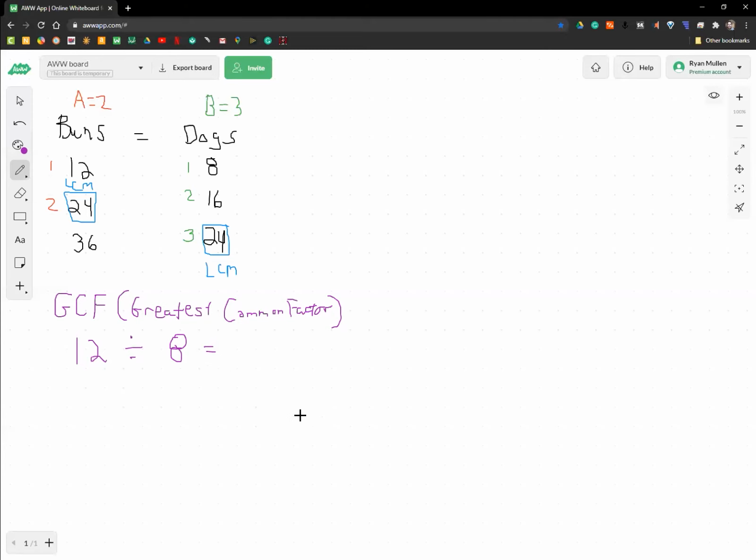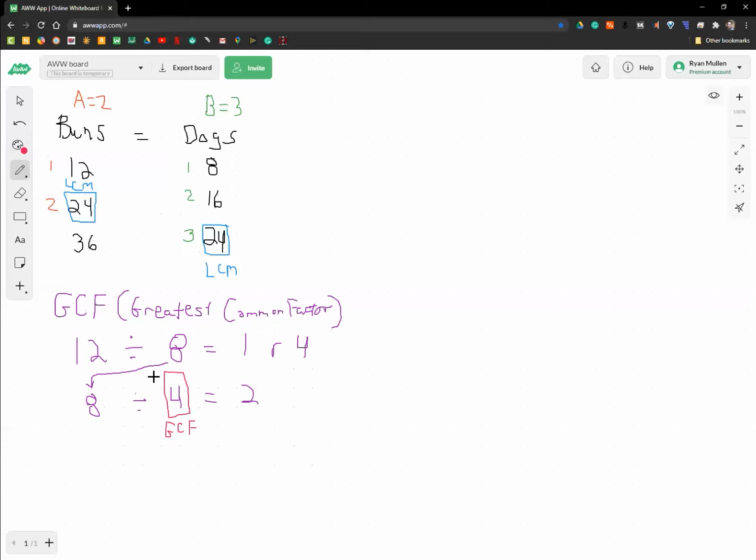So 8 goes into 12 one time, and the remainder is 4. As long as we have a remainder, we haven't found the greatest common factor. So what happens is my smallest number is going to come down and become my largest number. I'm going to keep my division property, and then my remainder becomes my small number, and I get 8 divided by 4 is 2. No remainder. So because I have no remainder here, I have found my greatest common factor, which is 4.